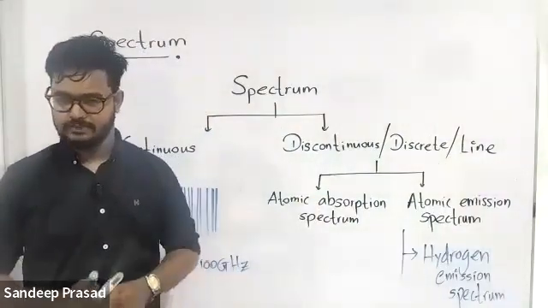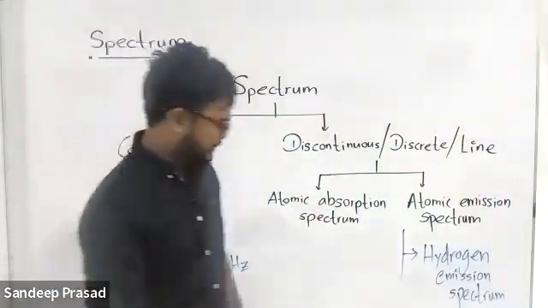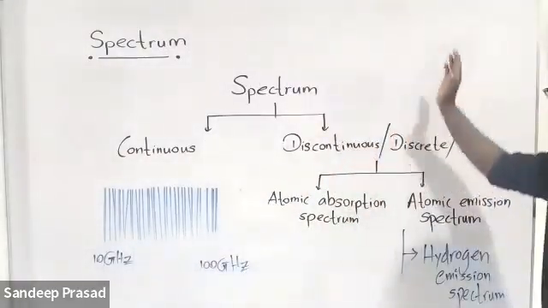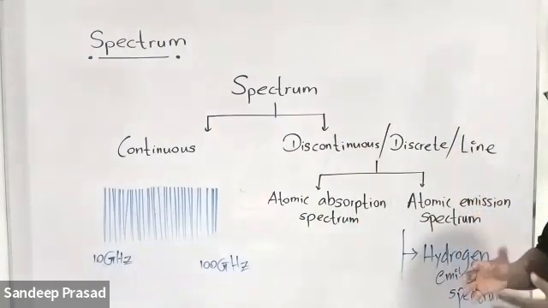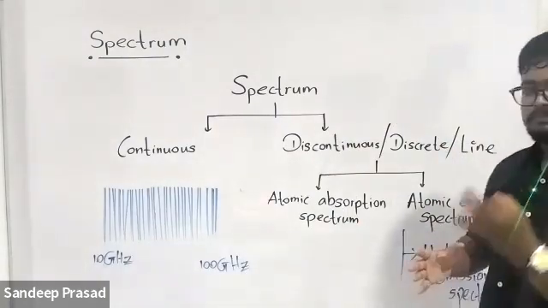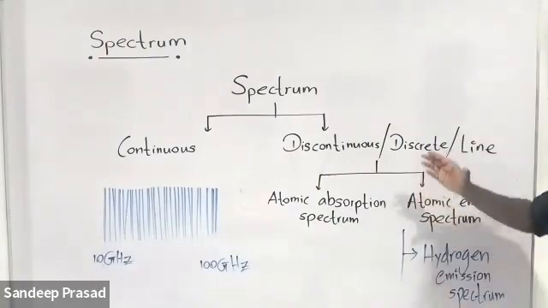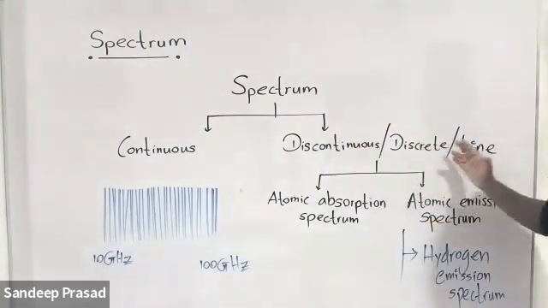Let's discuss what happened there. So this is the classification of spectrum. Spectrums can be divided into two parts. Number one, continuous spectrum. Number two, discontinuous. What are the synonyms for discontinuous? Discrete or line spectrum.